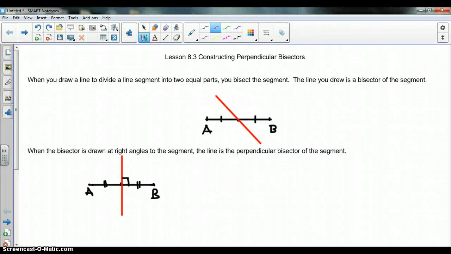Lesson 8.3, Constructing Perpendicular Bisectors. When you draw a line to divide a line segment into two equal parts, you bisect the segment. The line you drew is a bisector of the segment.